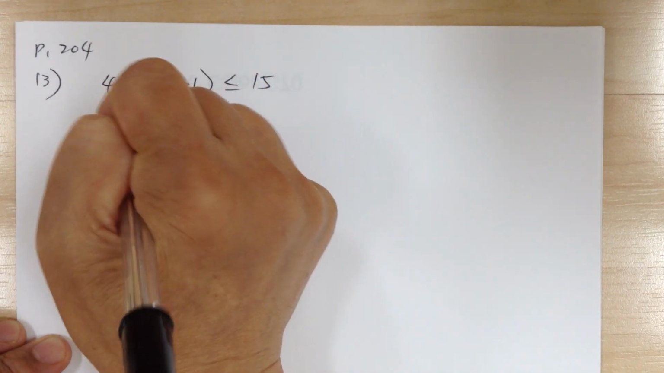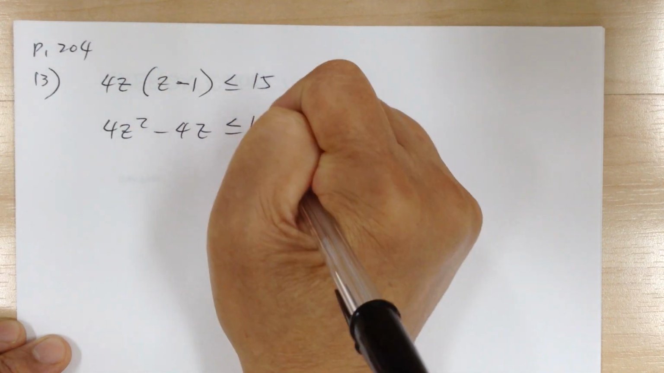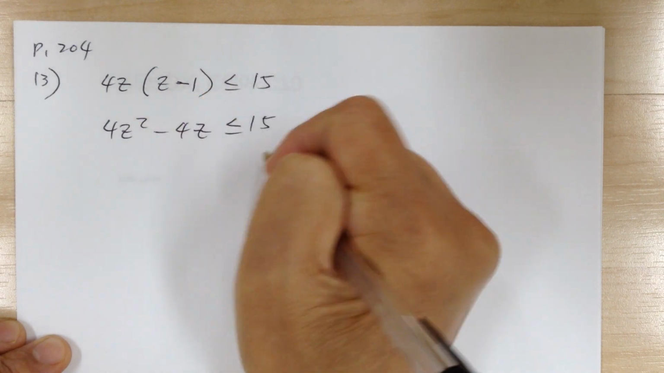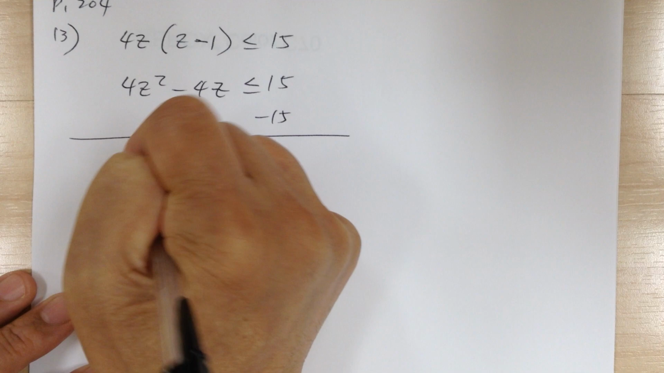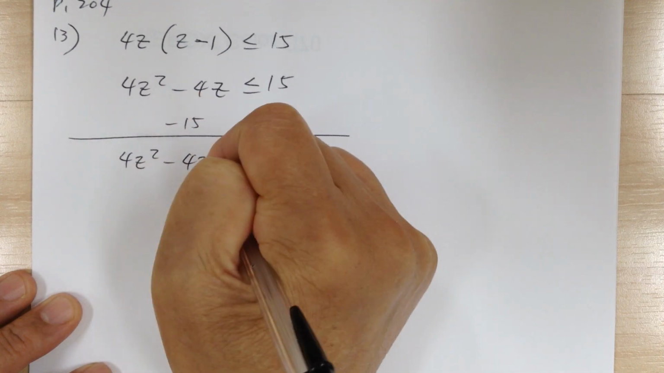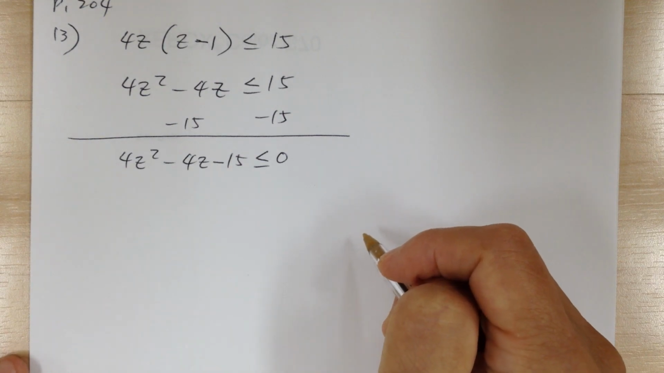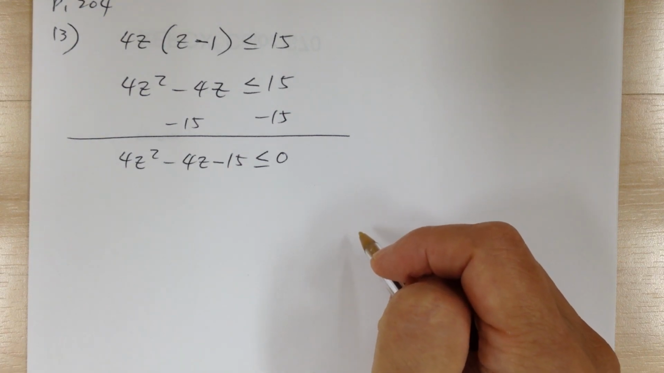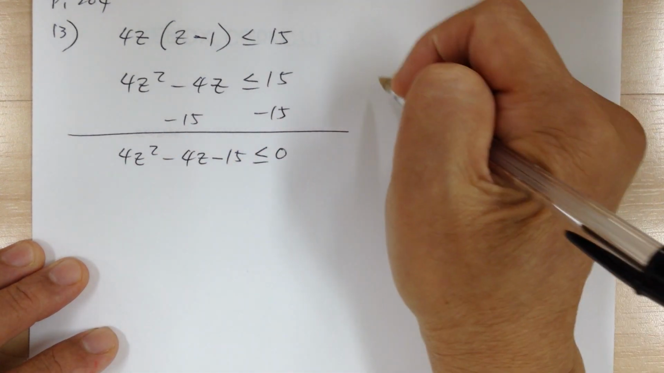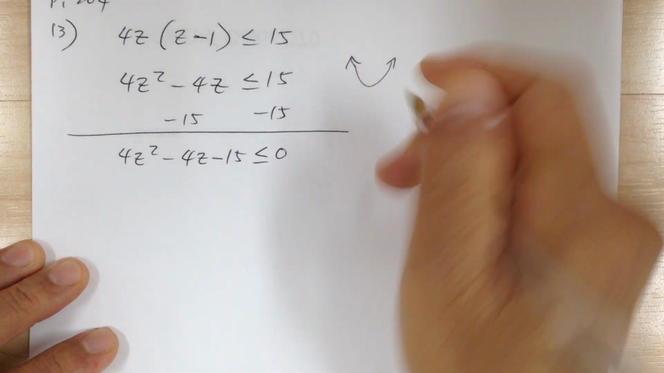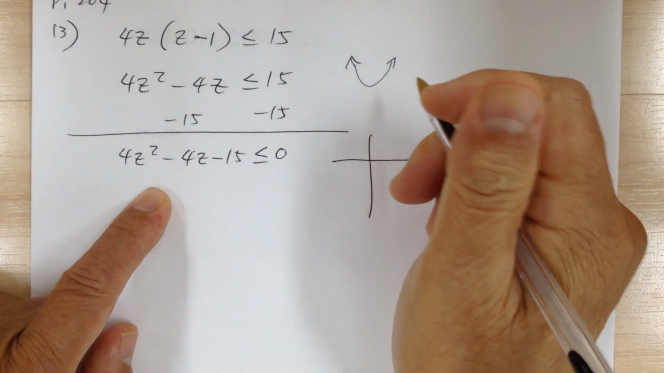Okay, so you're going to get 4z squared minus 4z, you have to distribute, is less than or equal to 15. And then you have to subtract 15 on both sides. So you're going to get 4z squared minus 4z minus 15 is less than or equal to 0. And your next step is you have to factor this. Well, this is a z squared, so your graph again is going to be a smiling face.